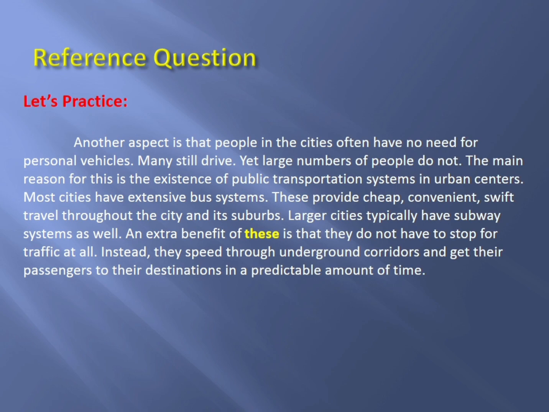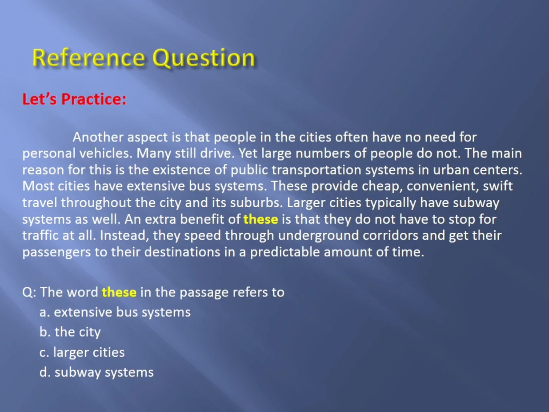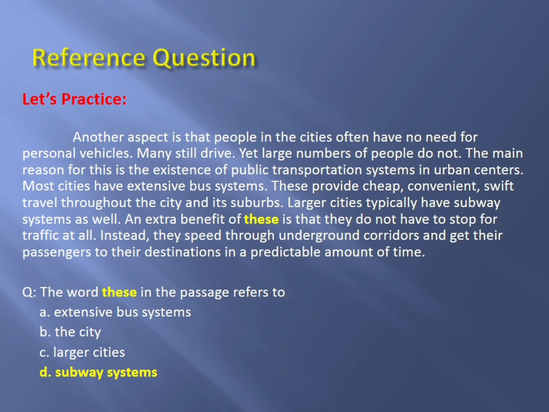Larger cities typically have subway systems as well. An extra benefit of these is that they do not have to stop for traffic at all. Instead, they speed through underground corridors and get their passengers to their destinations in a predictable amount of time. The question says, the word these in the passage refers to A, extensive bus systems, B, the city, C, larger cities, D, subway systems. If you chose D, then you are correct.